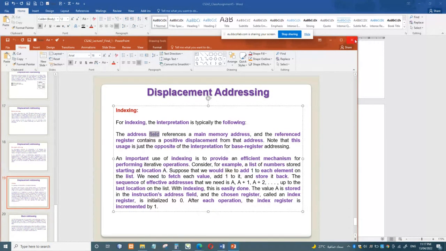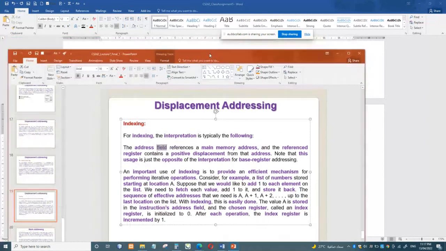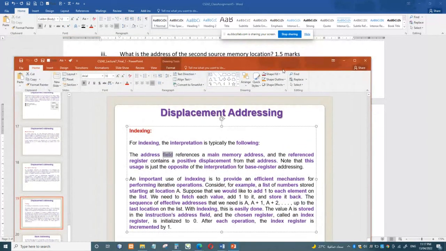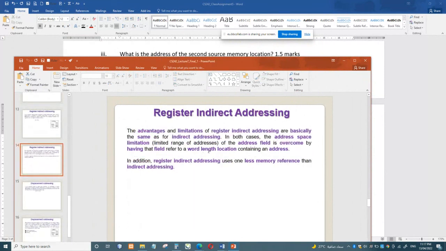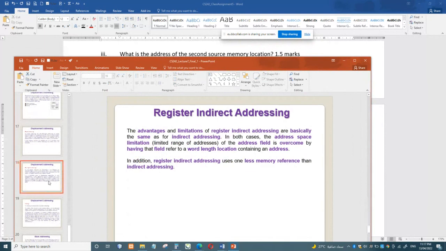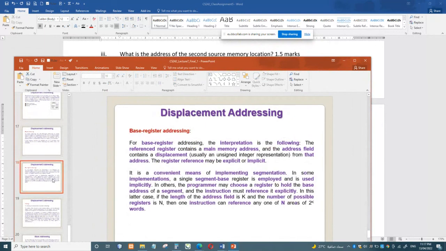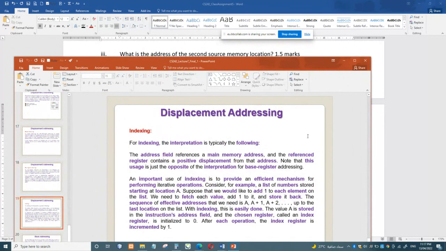Doctor, is it clear to you? Yes. Displacement addressing has two parts. One is base register addressing, and the other is indexing addressing. Okay.